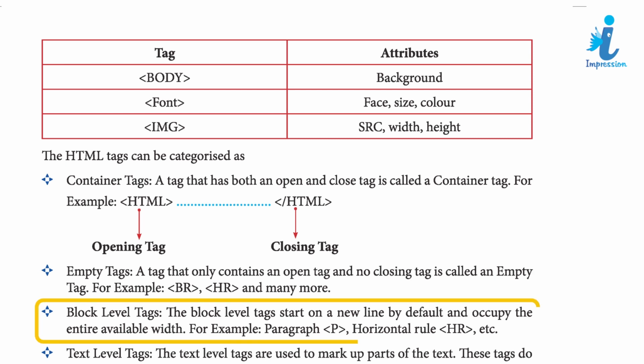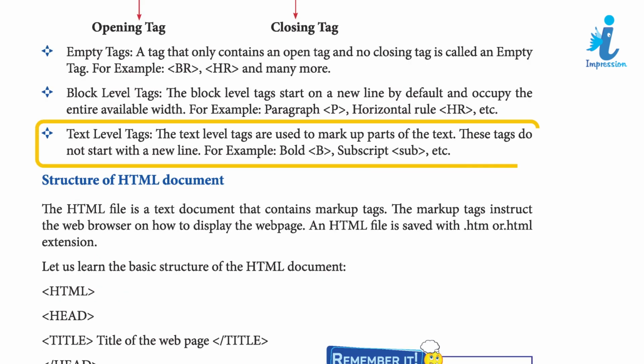Block level tag. A block level tag starts on a new line by default and occupies the entire available width. For example, paragraph P, horizontal rule HR, etc. Text level tag. The text level tags are used to mark up parts of the text. These tags do not start on a new line. For example, bold B, subscript SUB, etc.